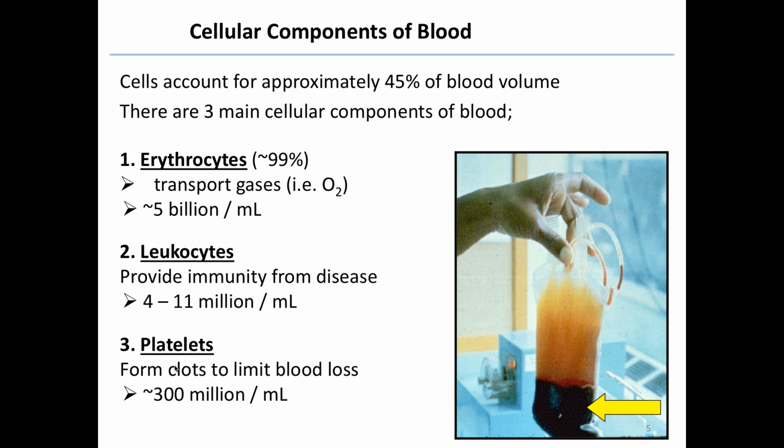They're very important in the transport of gases, particularly oxygen, to the cells of the body. There's approximately 5 billion of these per mil. We also have leukocytes, which are our white blood cells, and they are important for immunity from disease. And then we have platelets. And the platelets are important because they help to form clots to limit the blood loss.